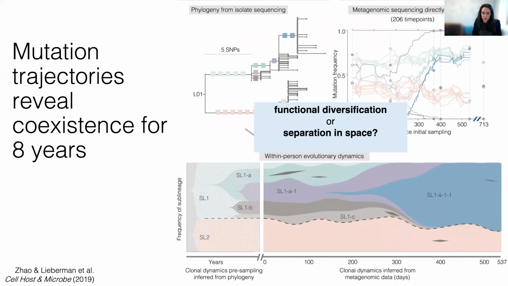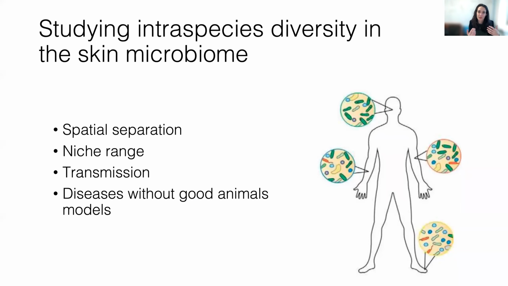But I want to now return to this question of what's going on with this cool seeming diversification. We'd really like to be able to answer these sorts of questions, but it's really hard to do so in the gut where we can't know where bacteria are coming from. And so in my lab, we've really made a shift and we've been focusing on the skin microbiome, where we can really understand how geography plays a role in diversification and evolution.